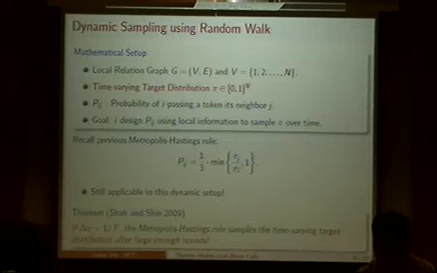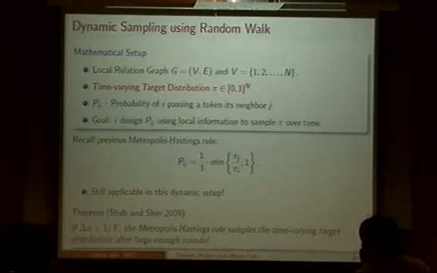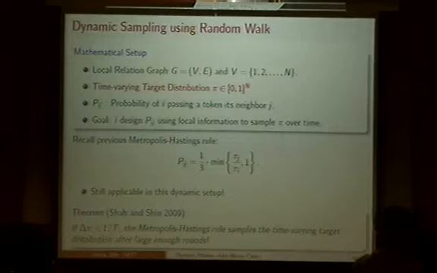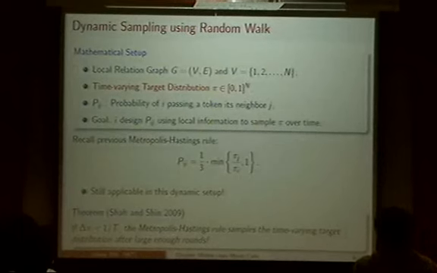Before stating the theorem, I'm going to convey the general intuition for this problem. Suppose pi is changing slowly, more slowly than the inverse of the mixing time t. Then this Metropolis-Hastings rule still samples the time varying target distribution after large enough rounds. This is a non-trivial condition, but it intuitively makes sense, because pi is very slowly changing, so this rule still samples the target distribution.